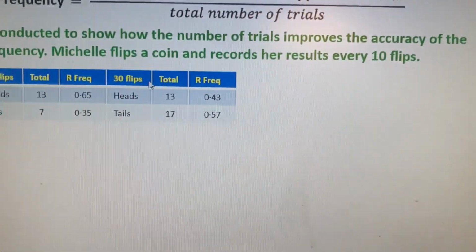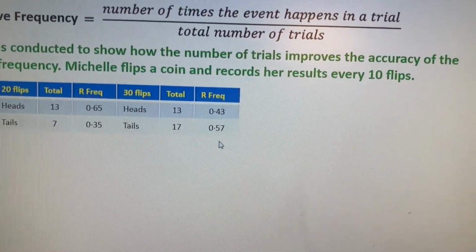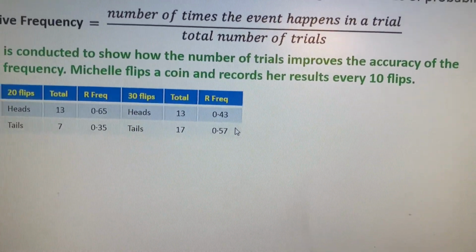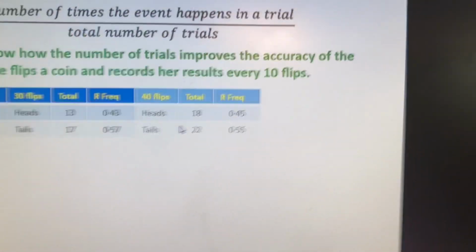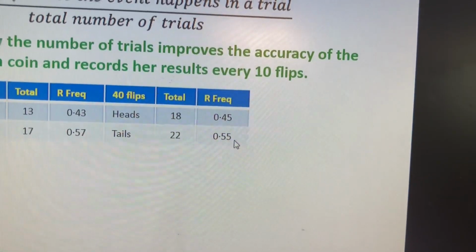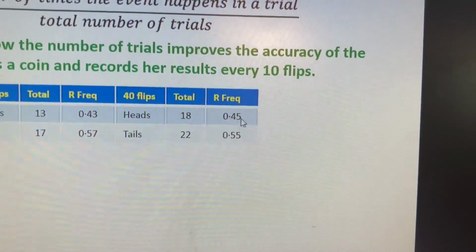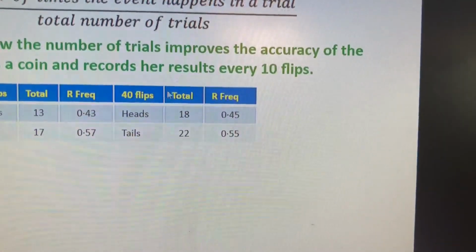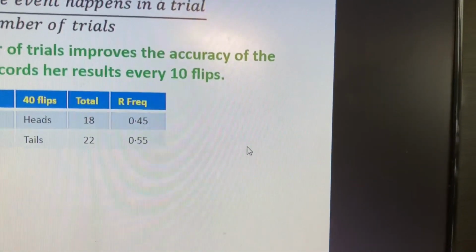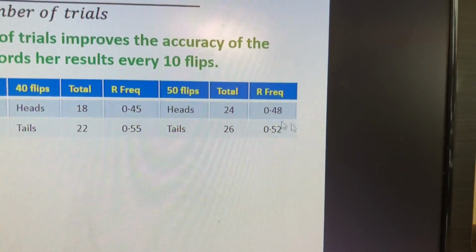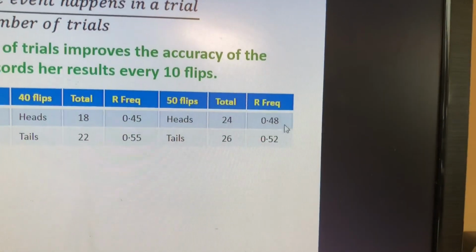What if she flipped it 30 times? 13 were heads, 17 were tails. The relative frequencies are starting to be a little bit closer to the 0.5 that we expect them to be. 40 flips. Closer again. Remember that we know the actual probability is 0.5. 0.45 and 0.55 are much closer than the previous relative frequencies. What about increasing the number of trials again to 50? And this time we get 0.48 and 0.52, much closer.